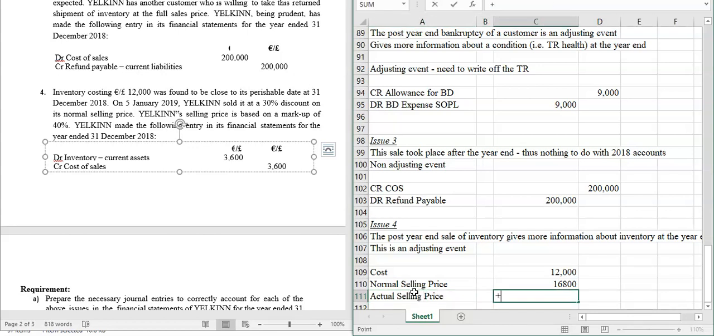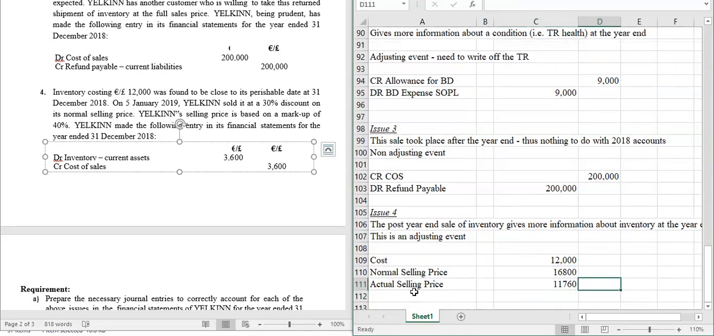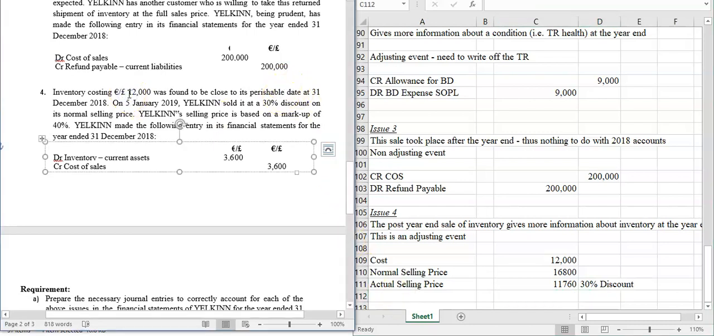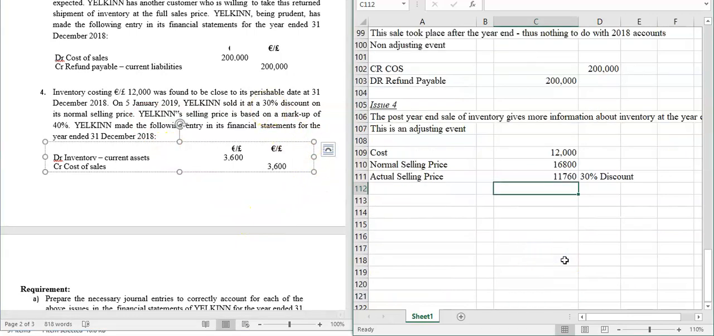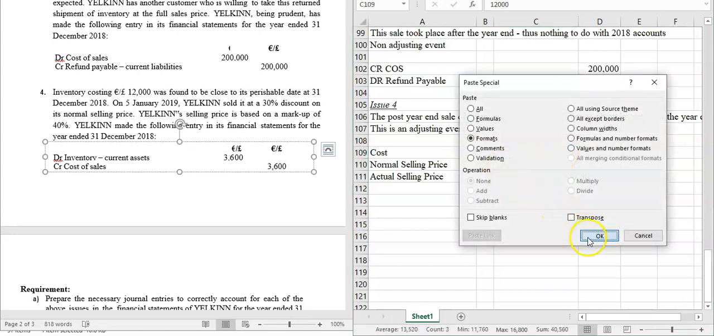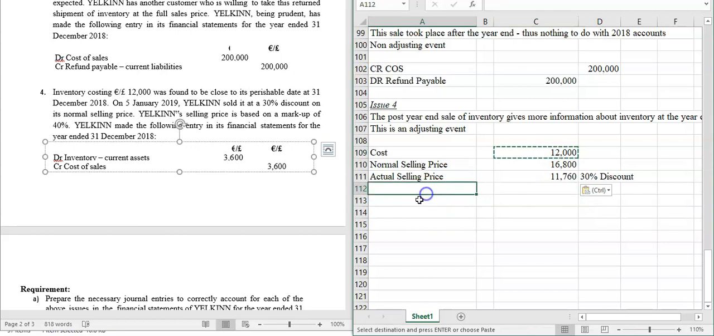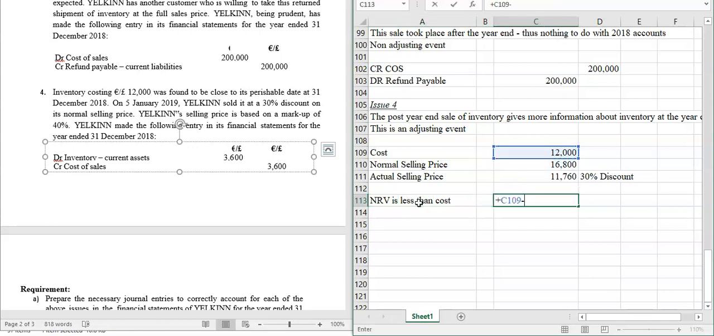Actual selling price is 70% of that. 30% discount. Some students would have just seen the 30% discount and took 30% off the 12. That's not what they're telling you. They're telling you it's a 30% discount off the normal selling price. The normal selling price here would have been 16,800. So that means they sold it for 11,760. So that means the NRV is less than cost. And the difference here is 240. That's your adjustment.